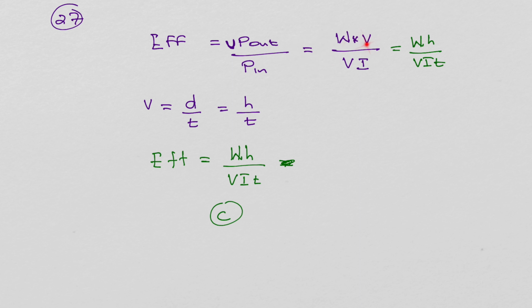weight times velocity, because you're lifting that up, over the power in, which will be voltage times current. Therefore, for the weight, we know what velocity is. Velocity is d over t, and d is h, so that's h over t. So we need to replace v with h over t, and we get Wh over VIt. Therefore efficiency equals Wh over VIt, and this is C.